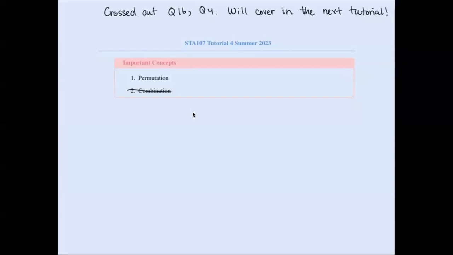For everyone who just joined, I was talking about that I will exclude combination from the tutorial today because you didn't go over that in the lecture, which means I will cross out question 1b and question 4. So you should think about whether there are any textbook questions that you want me to go over to compensate for that. It can be from any chapter from 1.1 to 2.3 because your midterm will cover up to 2.3.